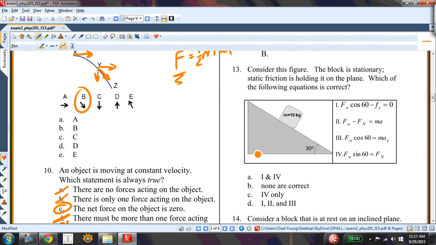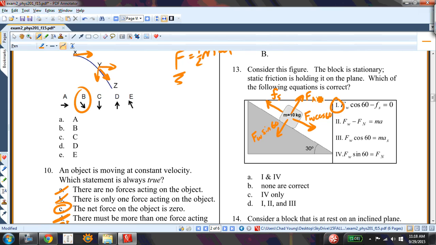Consider this figure. Which of the following equations is correct? All right, let's see here. FW cosine 60 minus FS. Let's just sketch in some forces. I have FS here, I have FN here, and I'm going to put in my weight components. This is FW sine of 60 and this is FW cosine of 60. So FW cosine 60 minus FS equals 0.